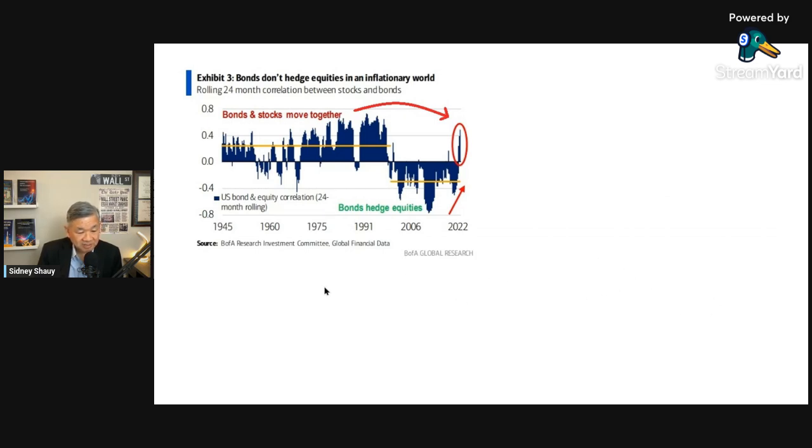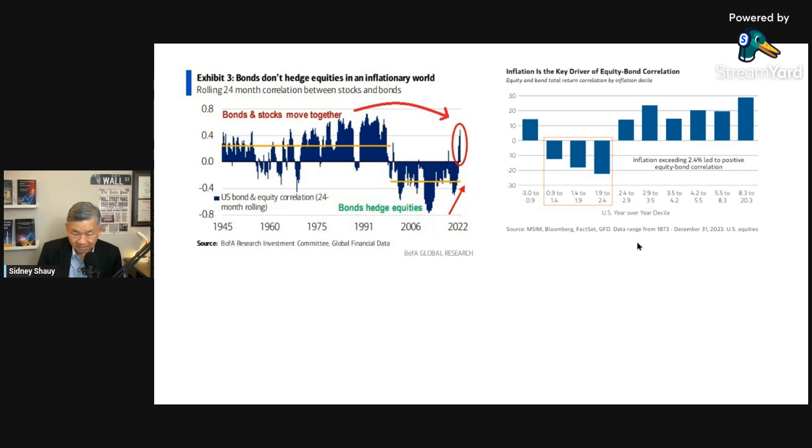Okay, so here's bonds and stocks. If we look over time, since 1945, we saw periods in which we had a positive relationship, positive correlation between stocks and bonds. They're moving together, so it's not really hedging each other. But in other periods, especially in the early 2000s, we had a negative correlation, which is great. But in 2022, we saw that change again. So right now it's positive. Bonds are not hedging stocks right now.